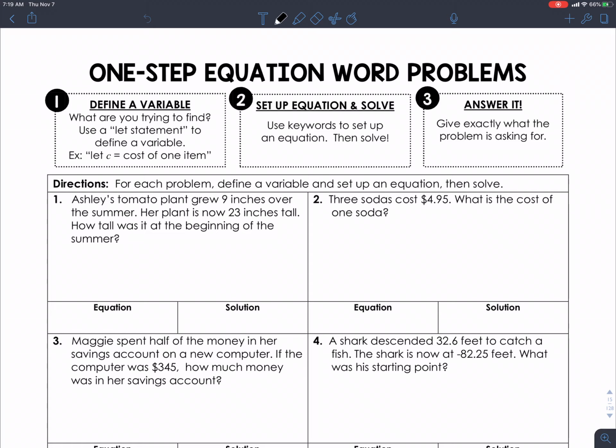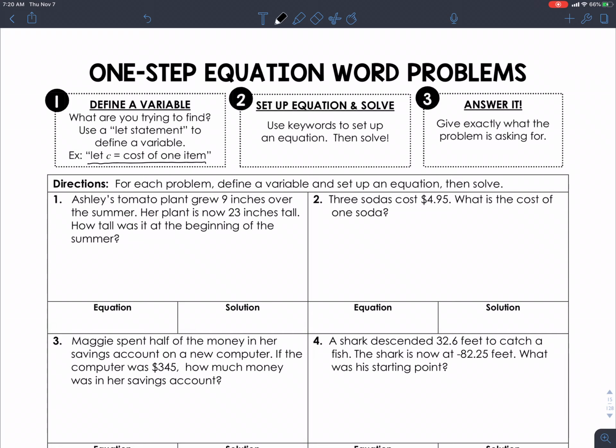So that's what step number one says: define a variable. What are you trying to find? Use a let statement to define a variable. A let statement is just this: you pick a variable and you say, here's what that variable is going to mean. Step two, set up your equation and solve it, and use keywords to solve an equation. Then answer it, and make sure you fully answer every question.